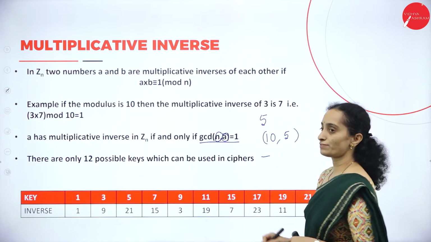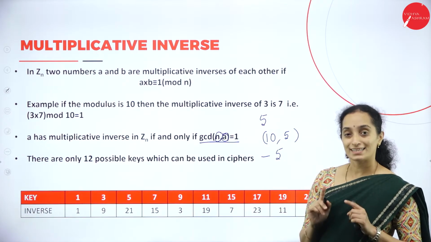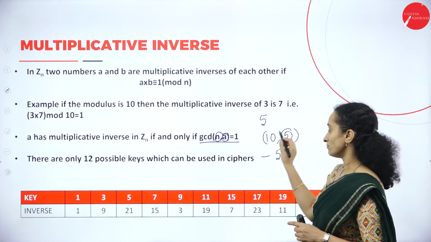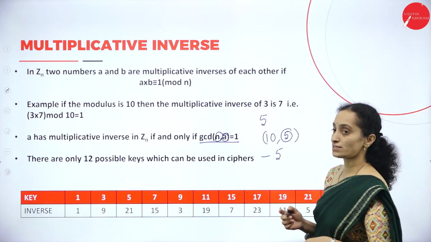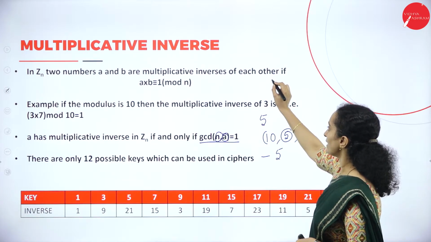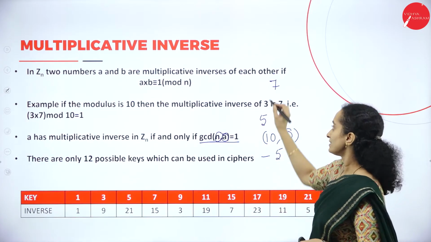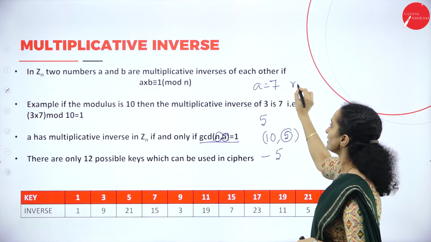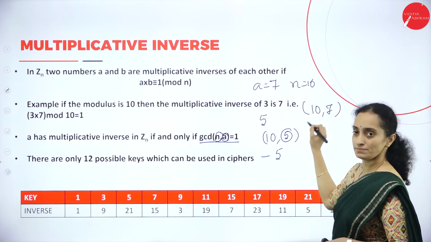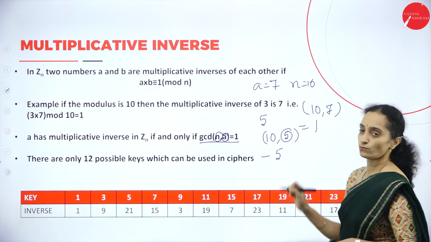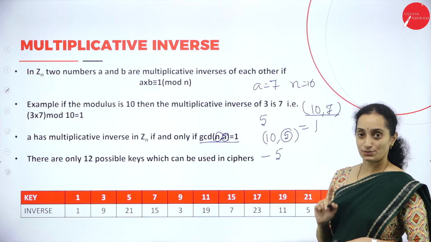What is the GCD of this? It is 5. Again, this number, even though it is odd, cannot have a multiplicative inverse. Suppose you take a number, A as 7, and N is 10. What is the GCD of 10 comma 7? It is 1, isn't it? So, GCD of 10 and 7 is 1.